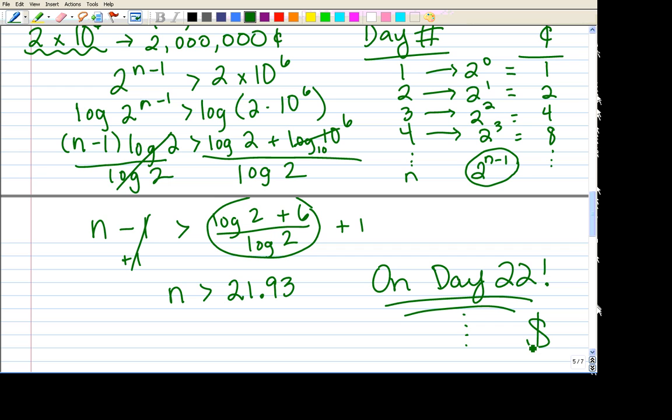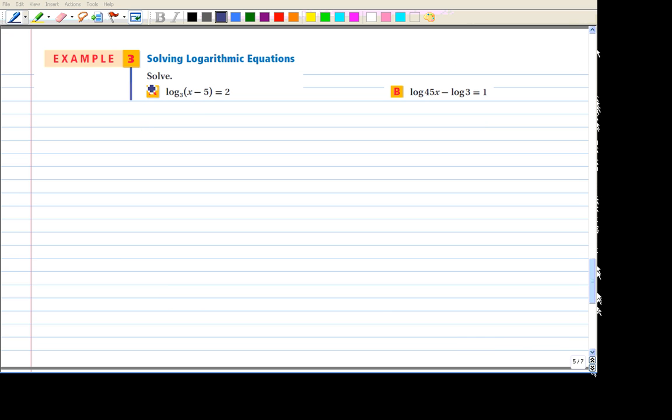Okay, let's move on to the next example. Okay, so let's solve log base 3 of x minus 5 equal to 2. I mentioned before that if you have log base b of x equal to log base b of y, then x must equal y. Because if the rest of it is identical, then the x and the y must be equal to each other. So we can use that property a little bit here.